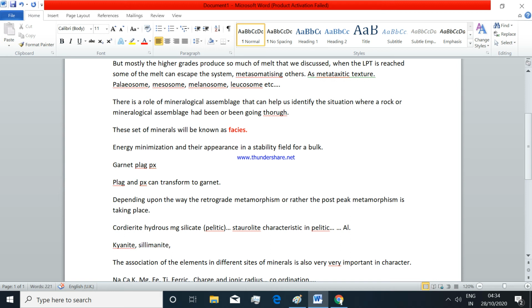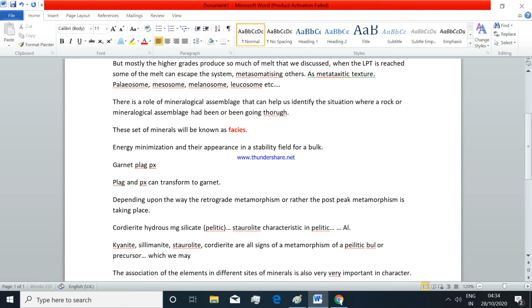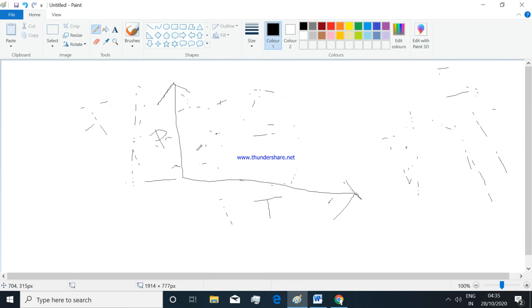sillimanite, staurolite, cordierite are all signs of metamorphism of a pelitic bulk or precursor, which we may find as paleosome in a rock. Now, this is important because of increasing grades of pressure and temperature, obviously I am telling you about facies.